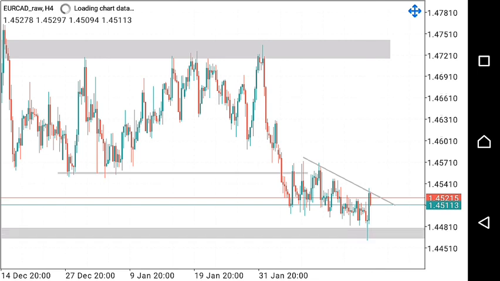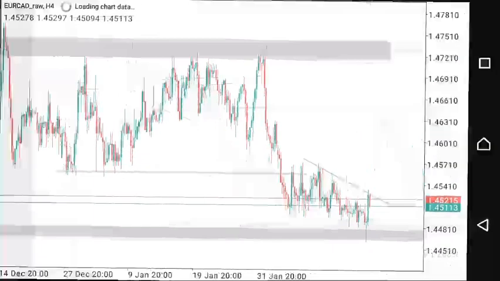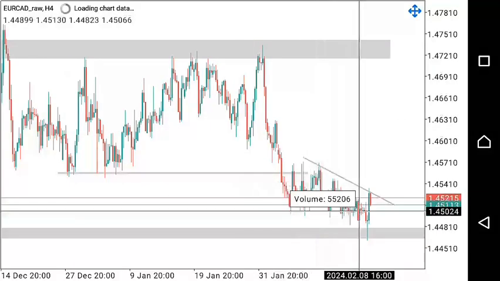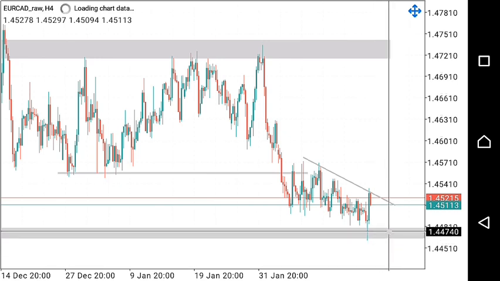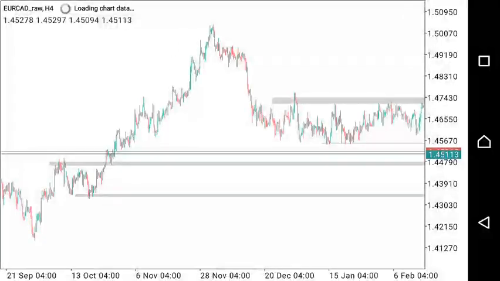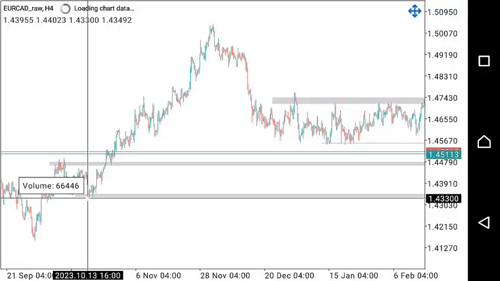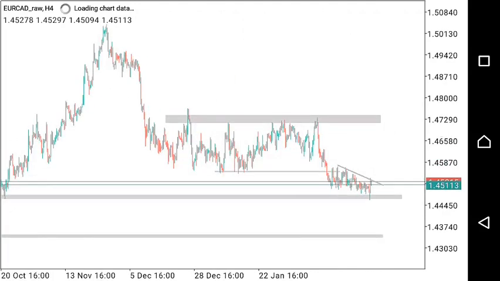Okay, so if we have a break of this support zone to the downside, I'll be expecting a retest up to retest this support as a resistance, then continuation to the downside, probably to this next support right here. Okay, so my bias on EuroCAD is bearish since CAD news was bullish last week, so there is a higher chance that EuroCAD is going to be bearish.